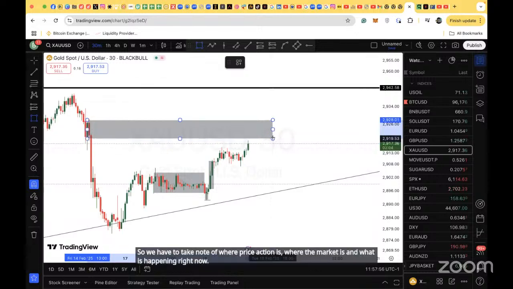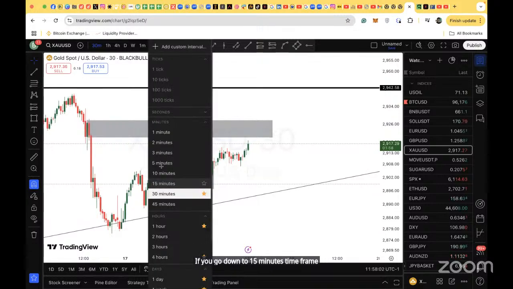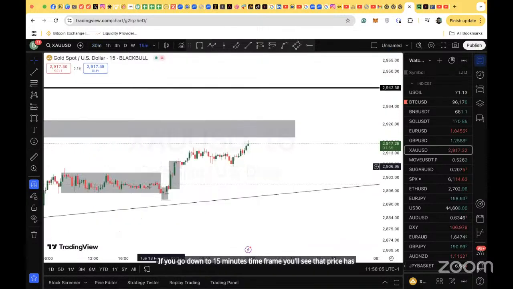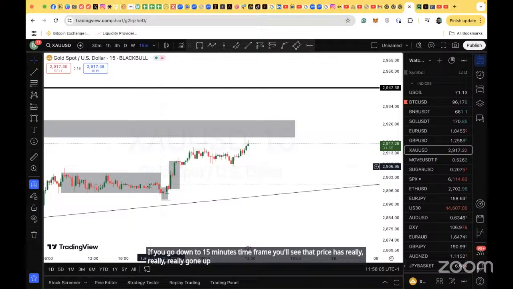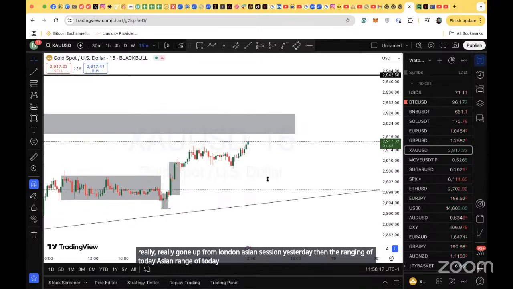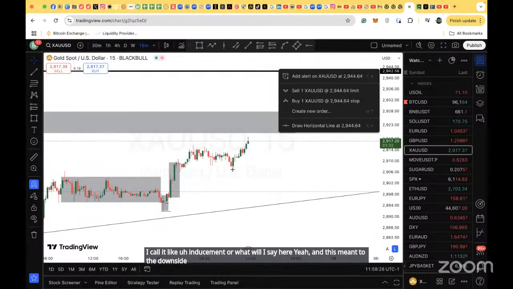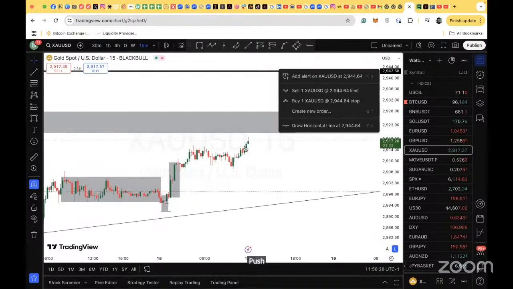If you go down to 15 minutes time frame, you will see that price has really gone up from London Asian session yesterday, then the ranging of today, Asian range of today, broken to the upside. Yeah, liquidity taken to the downside. I call it inducement, or what will I say here? Yeah, inducement to the downside, push to the upside, break of this structure.